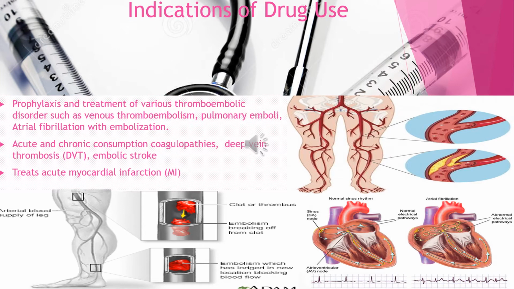So basically, what is heparin really used for? Heparin can be used as a prophylaxis and a treatment of various thrombotic disorders such as venous thromboembolism, pulmonary emboli, atrial fibrillation, acute and chronic consumptive coagulopathies, deep vein thrombosis, which is known as DVT, embolic stroke, and also heparin can be used to treat acute myocardial infarction.